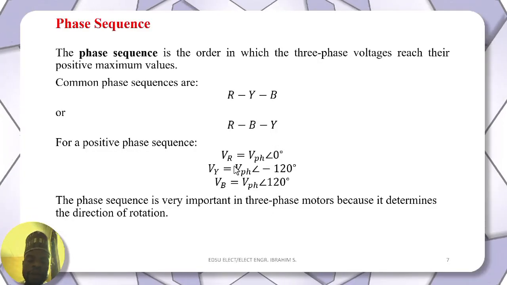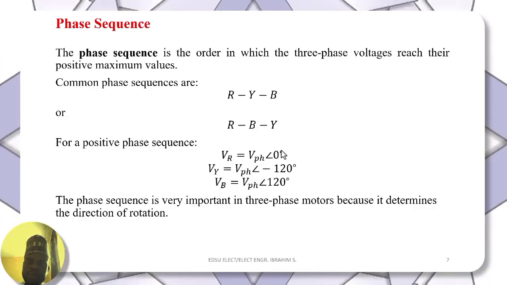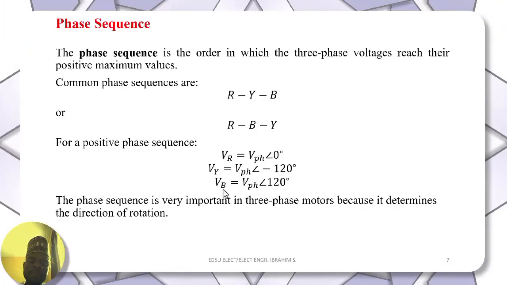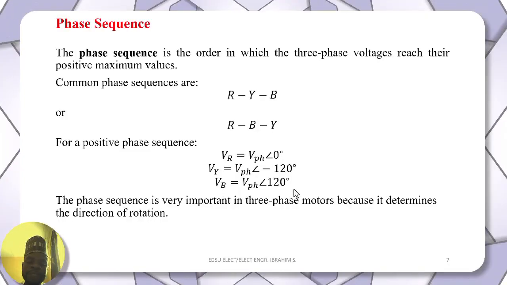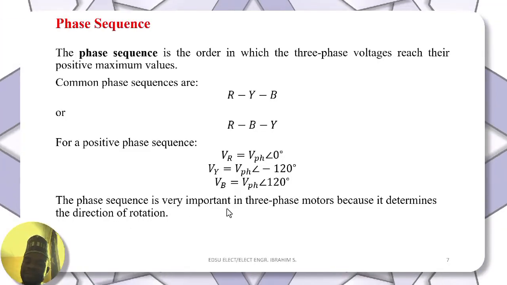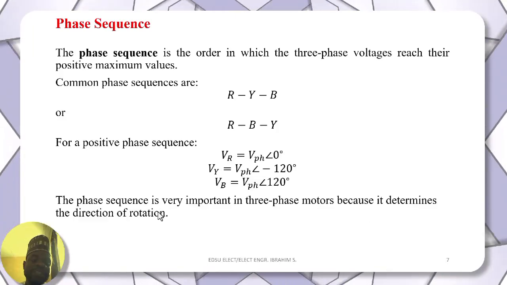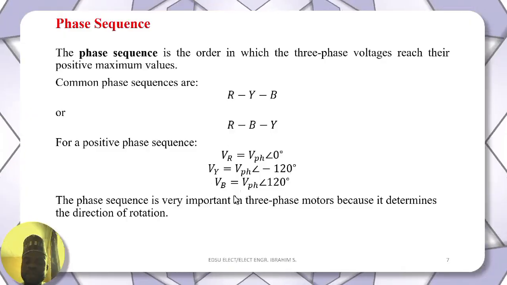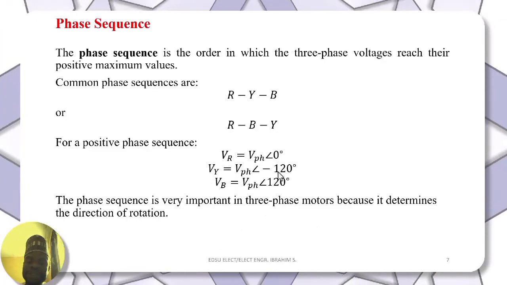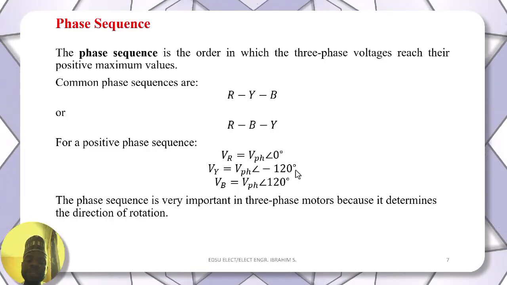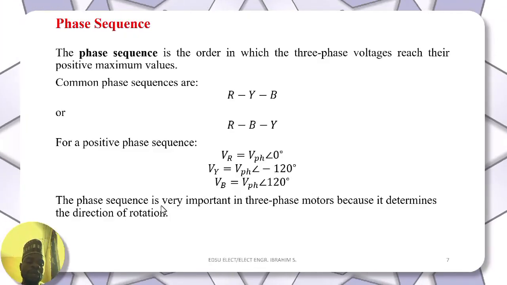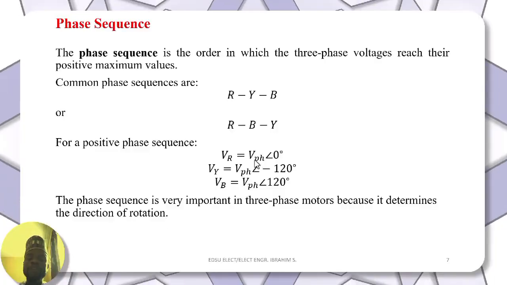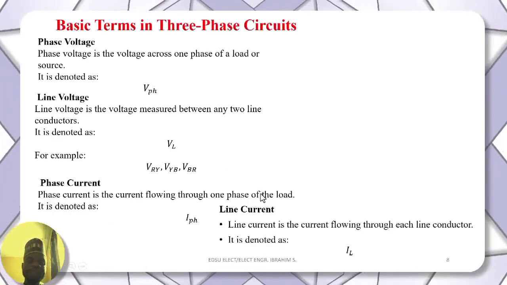So when red phase is at 0, yellow phase is at minus 120, and blue phase is at 120 degrees. The phase sequence is very important in a three-phase motor because it determines the direction of rotation. Once you change the direction of connection, then definitely it is going to reverse the direction of rotation of the motor, if it's a motor that you are connecting.